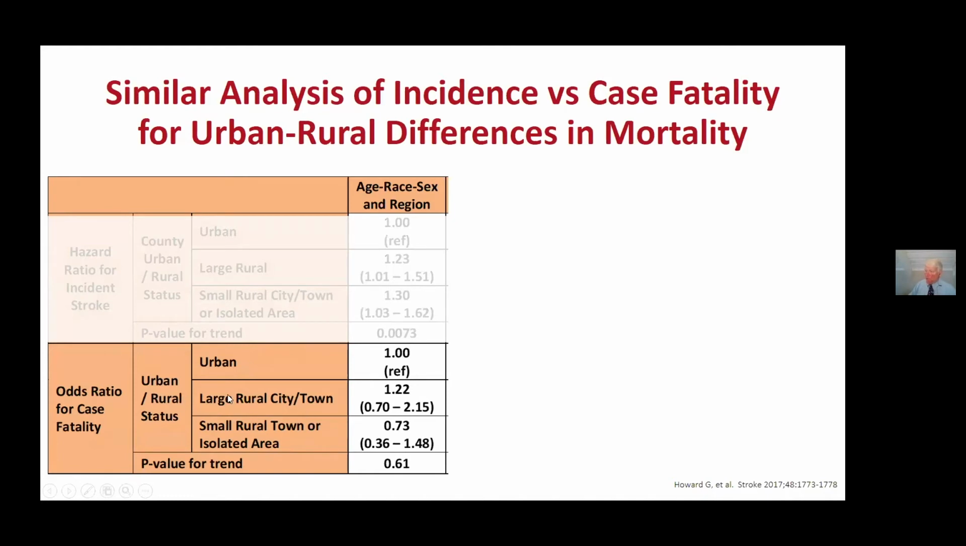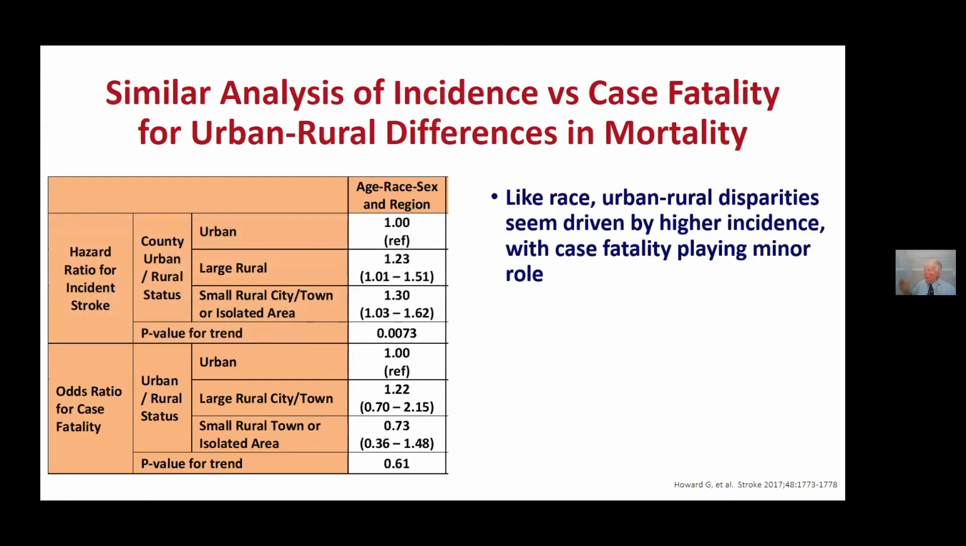had a stroke and you lived in a large rural city, there was an increased risk, but as you can see, the 95% confidence limits include 1, and so it's a non-significant increase. And if you live in a small rural town, there's actually a non-significantly lower risk of dying if you have a stroke. And there is no evidence of a trend across these levels of rurality. And so basically what we have is something that, like race, the urban-rural disparities in stroke seem to be largely driven by a higher incidence rather than a higher case fatality.